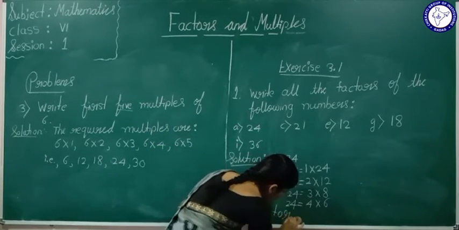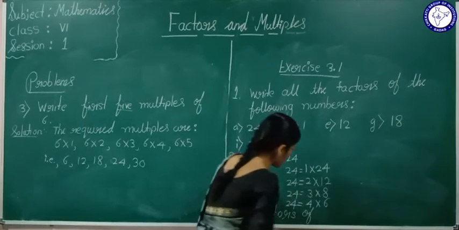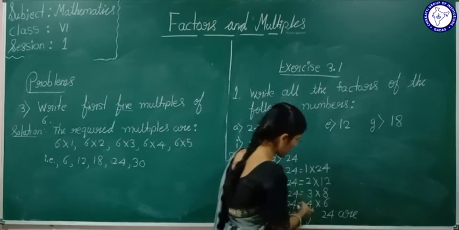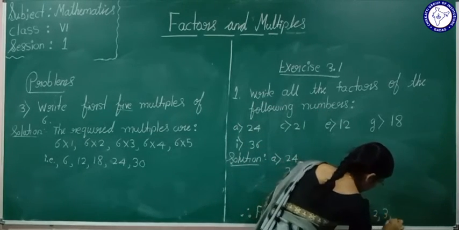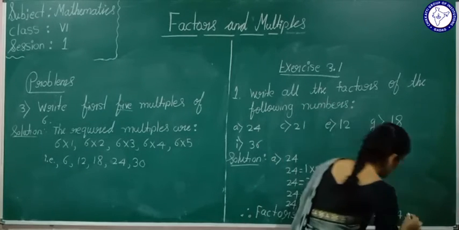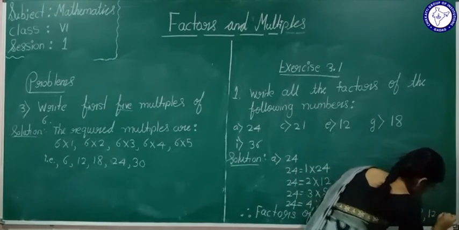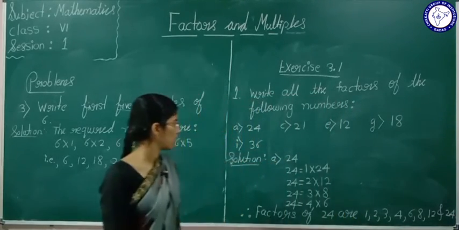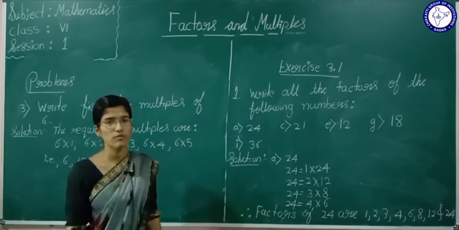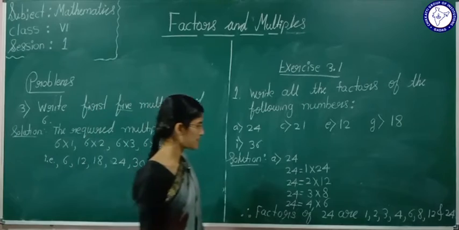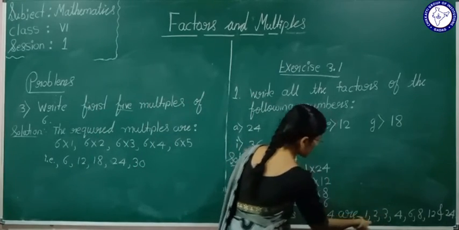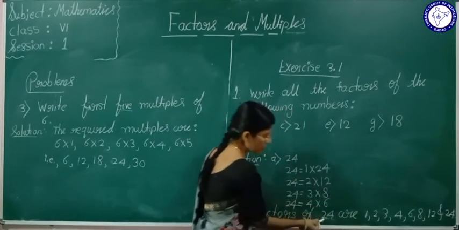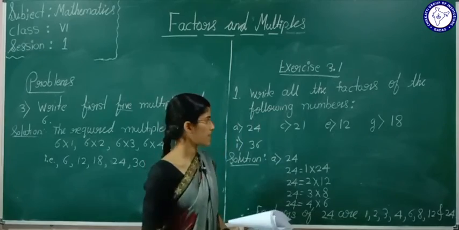Therefore factors of 24 are, so which are the factors? 1, 2, 3, 4, 6, 8, 12 and 24. These are the factors of 24. You have to remember, students, when I say factors, these numbers will divide 24 completely. That is nothing but factors.